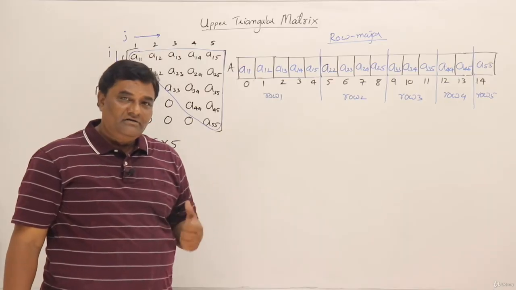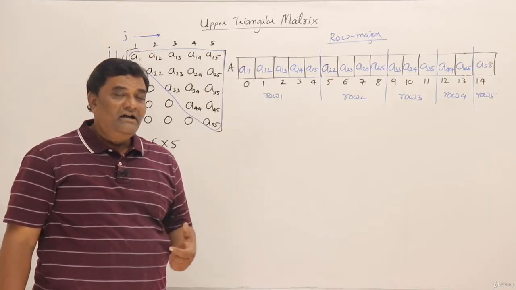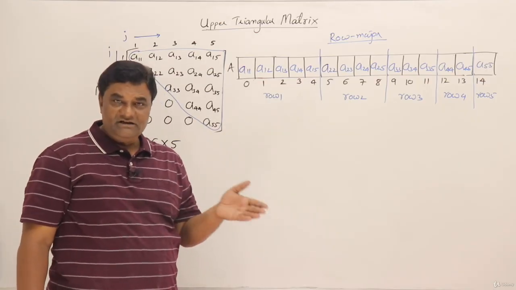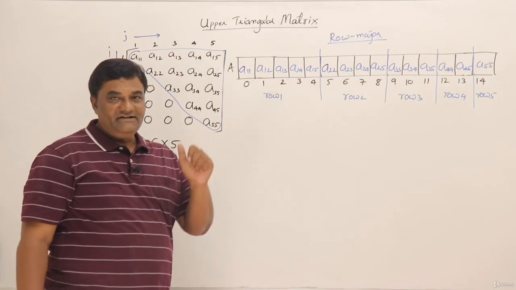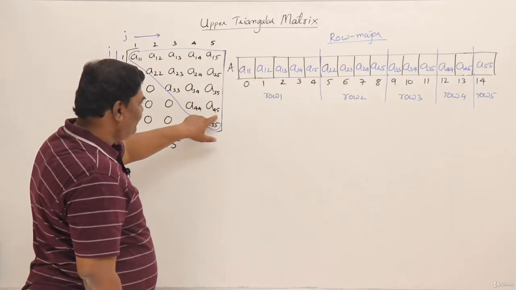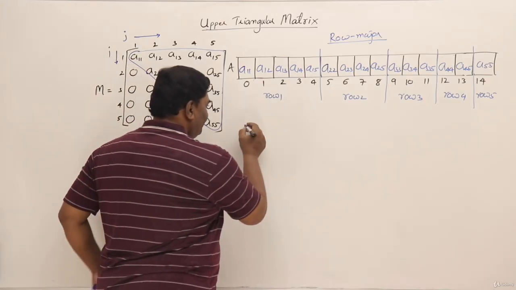Now we need a formula. For the formula, let us take one example and observe it. As I already told in the lower triangular matrix video, those formulas will be useful here. So let us take one example and see. We will take the element a of 4 comma 5. So the index of a of 4 comma 5.